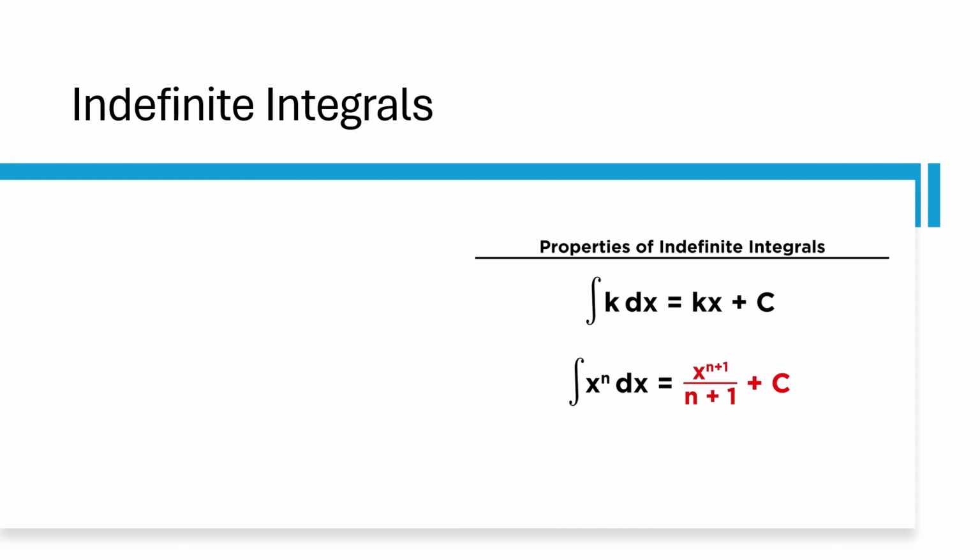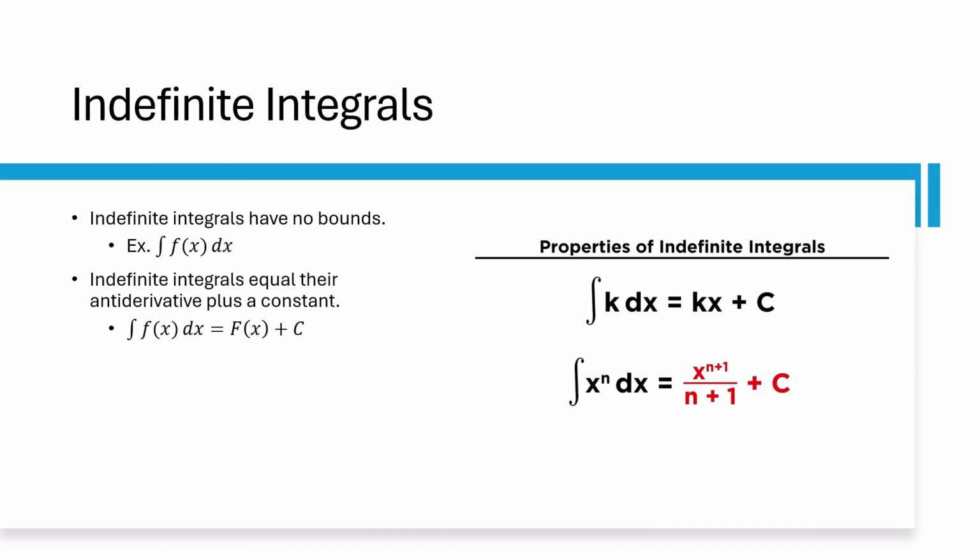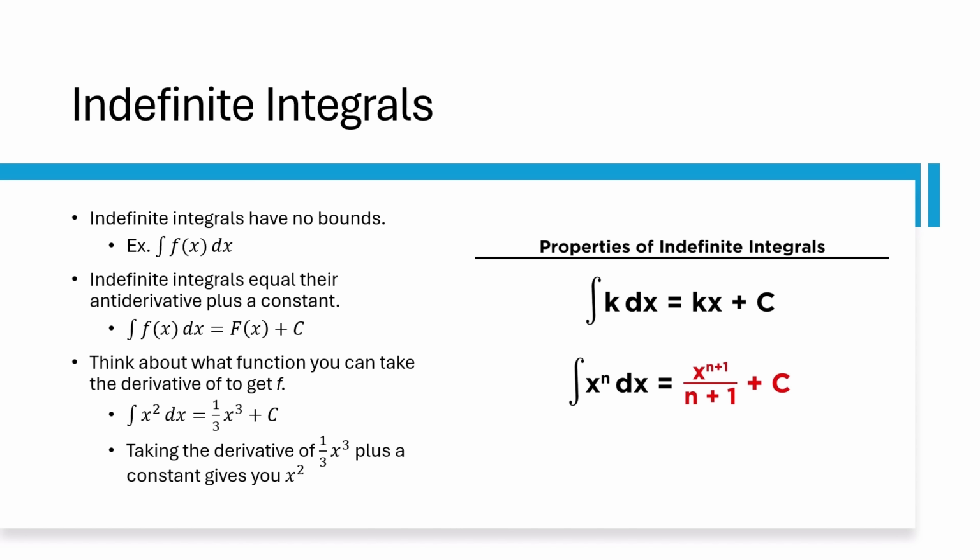Next, let's talk about indefinite integrals. These integrals have no bounds, and when you evaluate them, you get their antiderivative plus a constant c. For example, let's take x squared. Think of what function you take the derivative of to get x squared. You take the derivative of 1/3 x cubed plus any constant c to get x squared. Sometimes indefinite integrals are a bit harder to evaluate though.